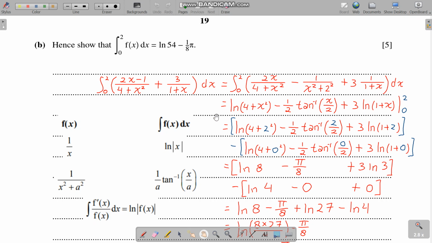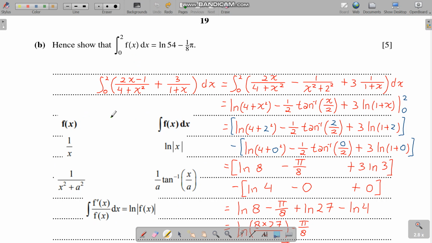Hello everyone, this question is about integration. Hence show that, so from the previous part about partial fractions, we know that the f of x is this guy, this is the f of x from the first part. So now we integrate, so we have these integration formulas in the MF19.